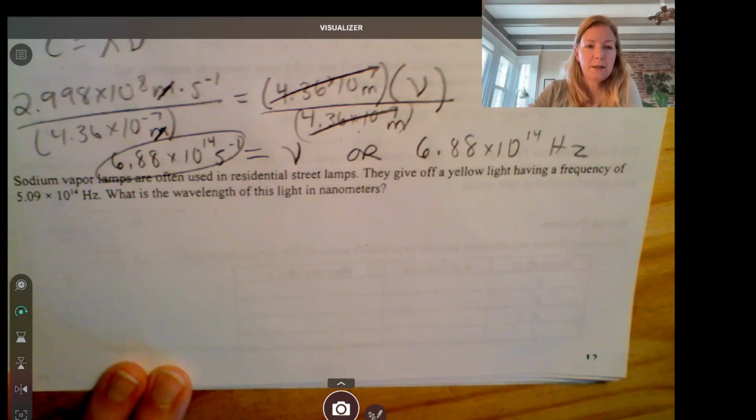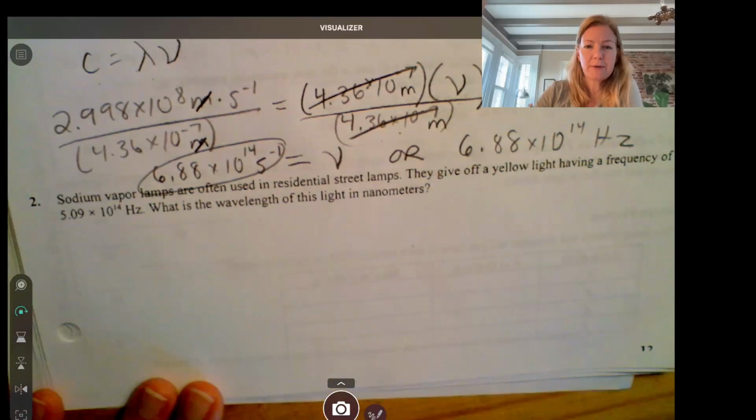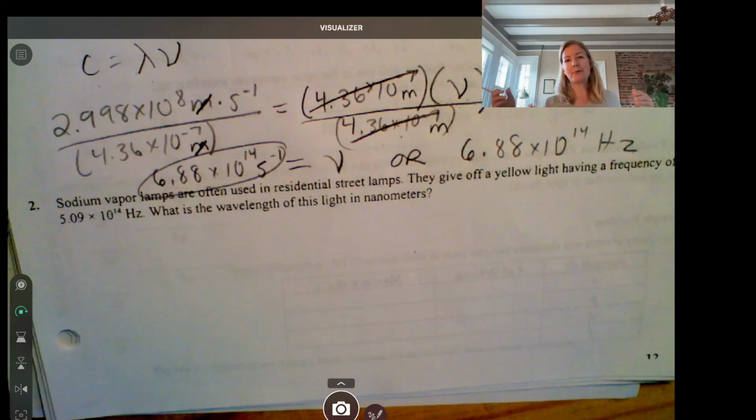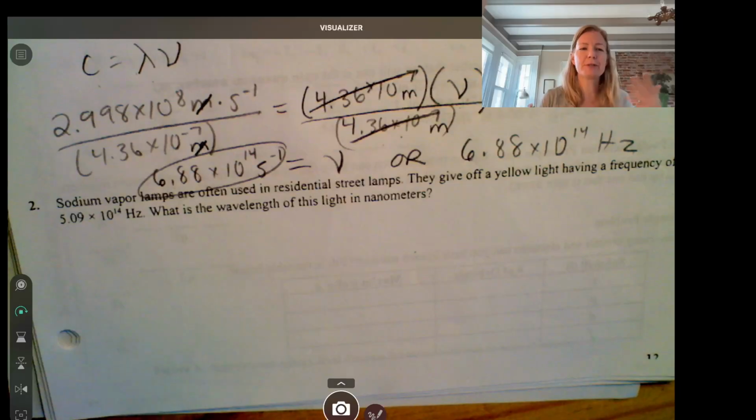Okay. Number 2, sodium vapor lamps are often used in residential street lamps. These are kind of being phased out. A lot of street lamps now are not yellow light, they're very white light because they're switching to LED lights. But back in the day, or if you still see older street lights, especially on interstates, like on the highway, a lot of times they have a yellow tinge.